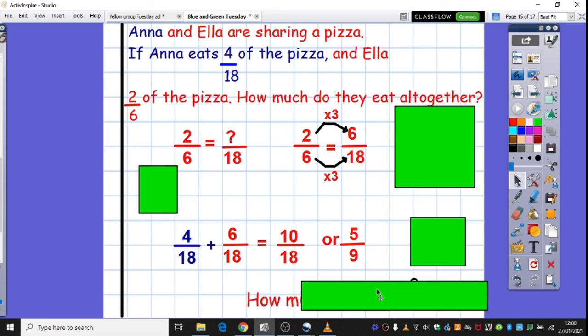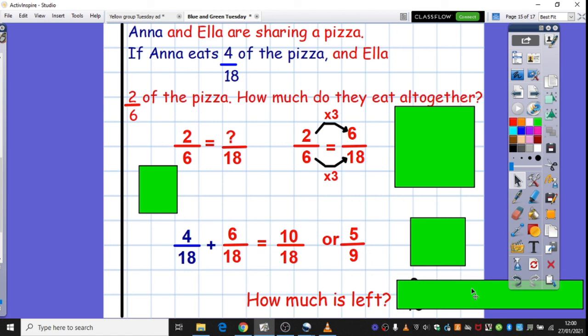Are we able to work out how much was left? Well, if I think about that bar again, and you could draw a bar to help you with this, if I had a bar of 18 and I've shaded in 10 that I've eaten, that means there must have been 8 left over, so 8/18. You also obviously may have had there 4/9 was how much was left over.